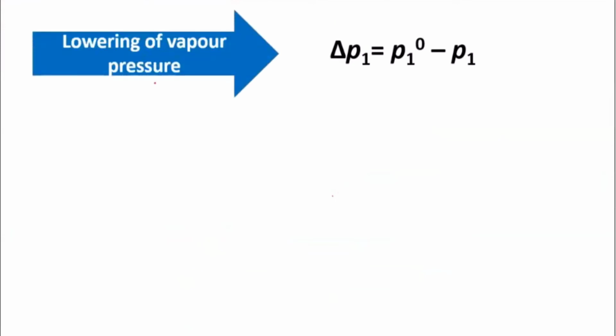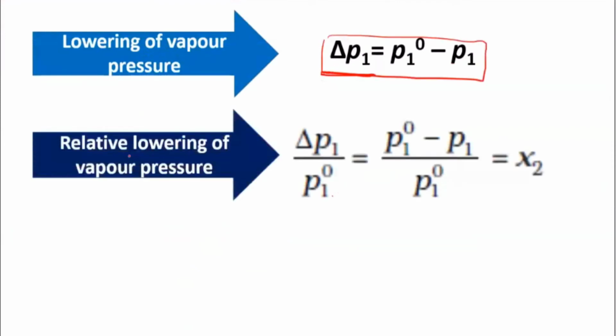Now, formulas which you need to remember. I've just listed the formulas which are important for you. One is lowering of the vapor pressure, that is delta P1 is equal to P1 naught minus P1. If they ask you only lowering of vapor pressure, make use of this. Then the next one is relative lowering of vapor pressure, that is delta P1 by P1 naught, which you can write as (P1 naught minus P1) divided by P1 naught is equal to X2.